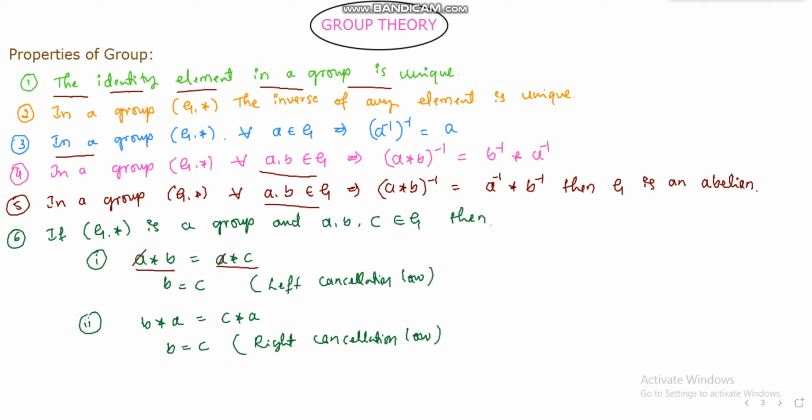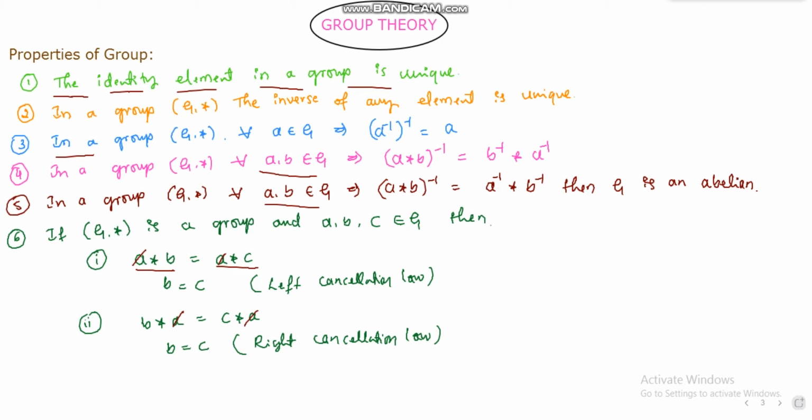Then we go for the second one. Here B star A is equal to C star A. By using the right cancellation law, which means we eliminate the right element. Here the right element is A and A. We get the remaining elements, so B is equal to C here.